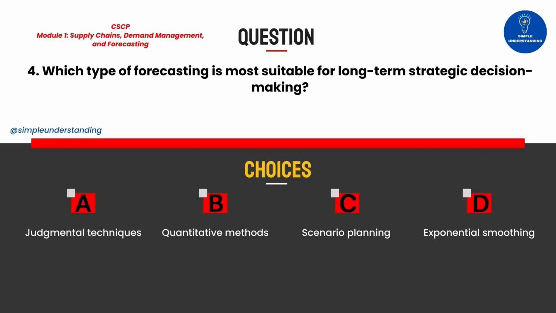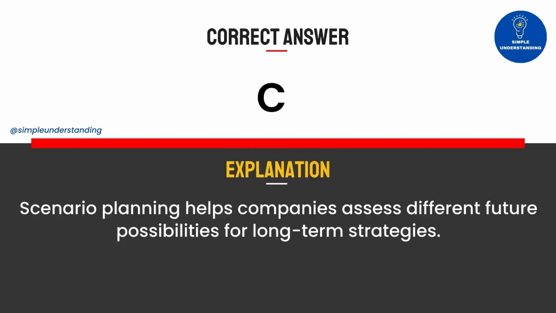4. Which type of forecasting is most suitable for long-term strategic decision-making? A. Judgmental techniques. B. Quantitative methods. C. Scenario planning. D. Exponential smoothing. Correct answer, C. Explanation. Scenario planning helps companies assess different future possibilities for long-term strategies.